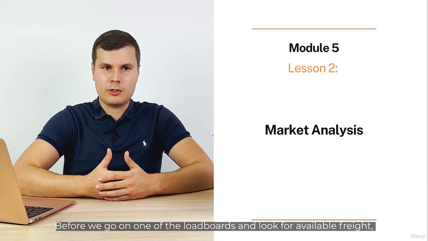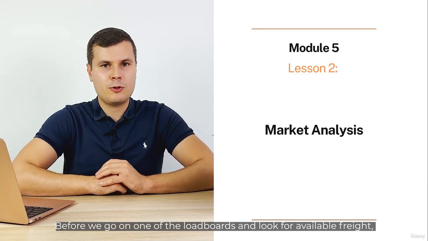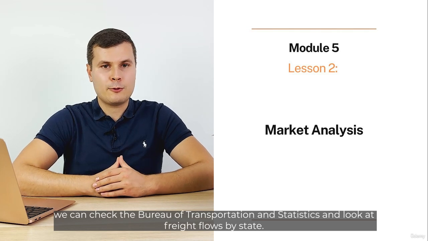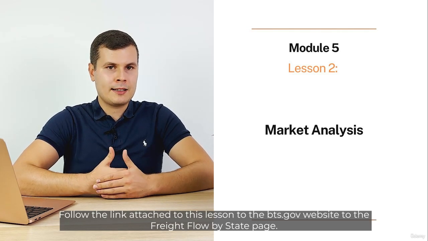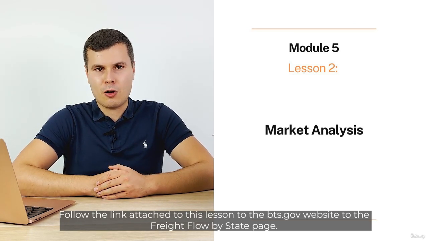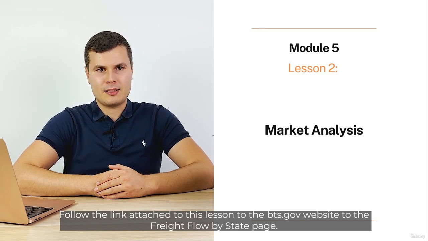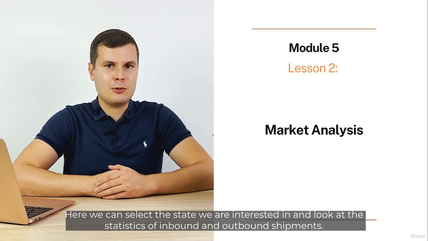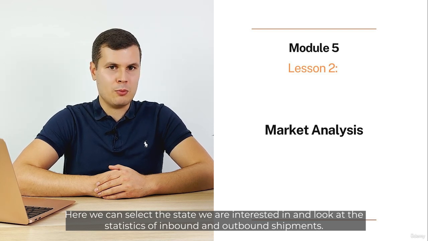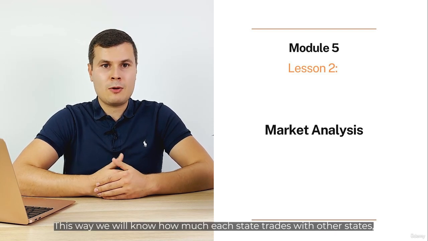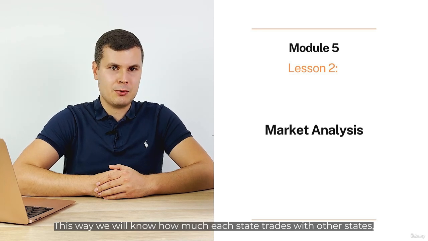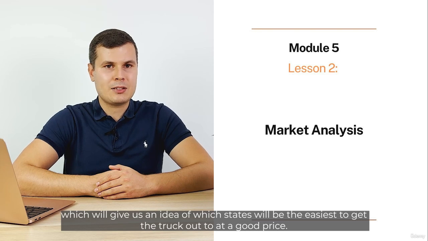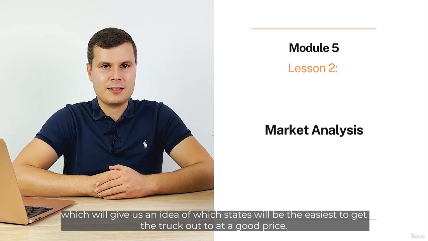Before we go on one of the load boards and start looking for available freight, we can check the Bureau of Transportation and Statistics and look at freight flows by state. Follow the link attached to this lesson to the bts.gov website to the freight flow by state page. Here we can select the state we're interested in and look at the statistics of inbound and outbound shipments. This way we will know how much each state trades with the other states, which will give us an idea of which states will be the easiest to get the truck out at a good price.